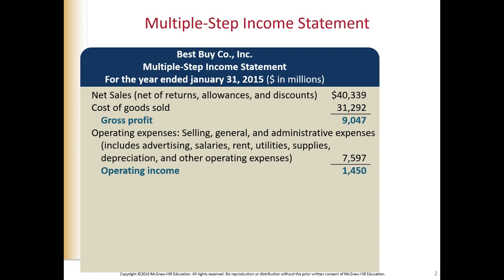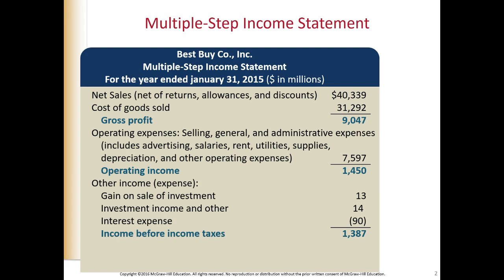So once you have all those, add those up and get the total. So your total operating expenses, in this case $7,597. Subtract that from gross profit to get operating income. So operating income is the next important step we see in the multi-step income statement.